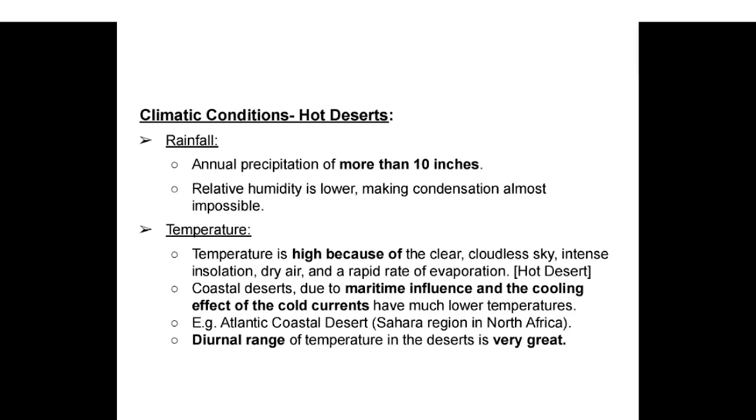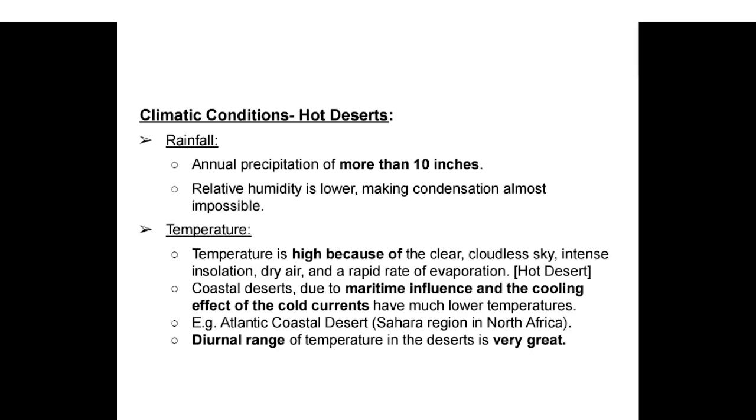Climatic conditions of hot desert. Annual precipitation is less than 10 inches of rainfall. Relative humidity is low, making condensation almost impossible. Temperature: temperature is high because of the clear cloudless sky, intense insolation, dry air, and a rapid rate of evaporation.